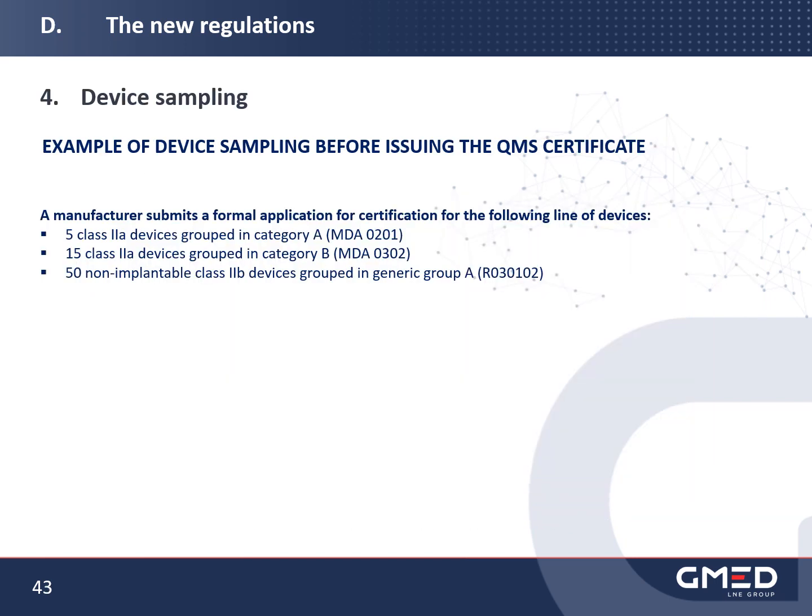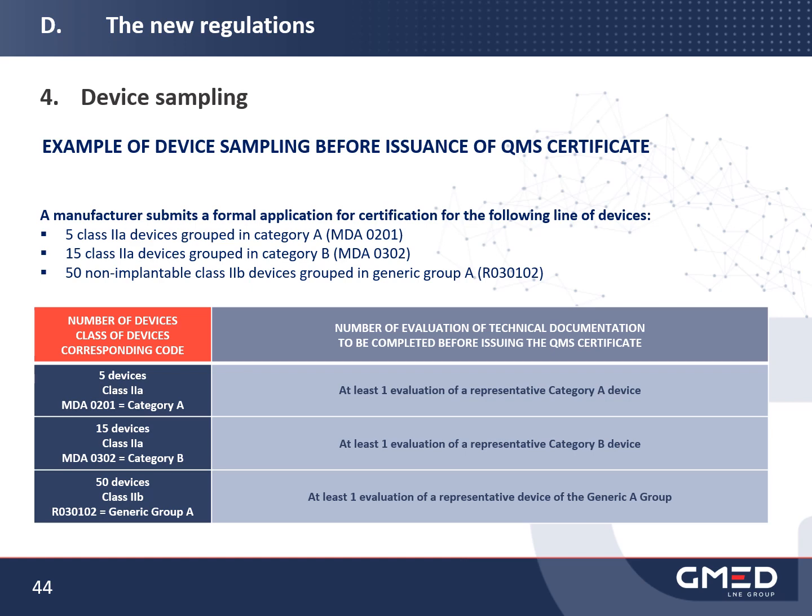Let's take an example to illustrate these sampling rules with the case of a manufacturer who would submit a formal application for certification for the following device line: 5 Class 2A devices grouped in Category A, category defined with the MDA code 0201. 15 Class 2A devices grouped within Category B, category defined within MDA code 0302. 15 non-implantable Class 2B devices grouped in Generic Group A, Generic Group A defined with code R030102.